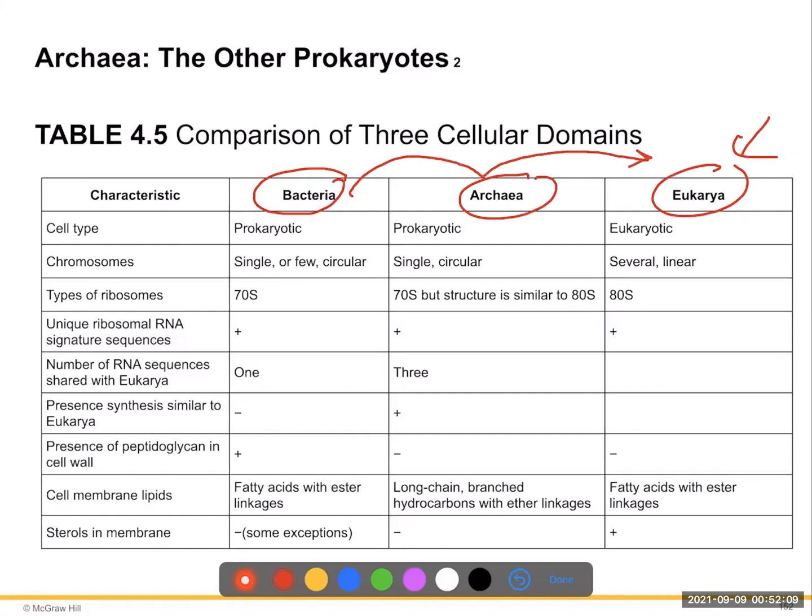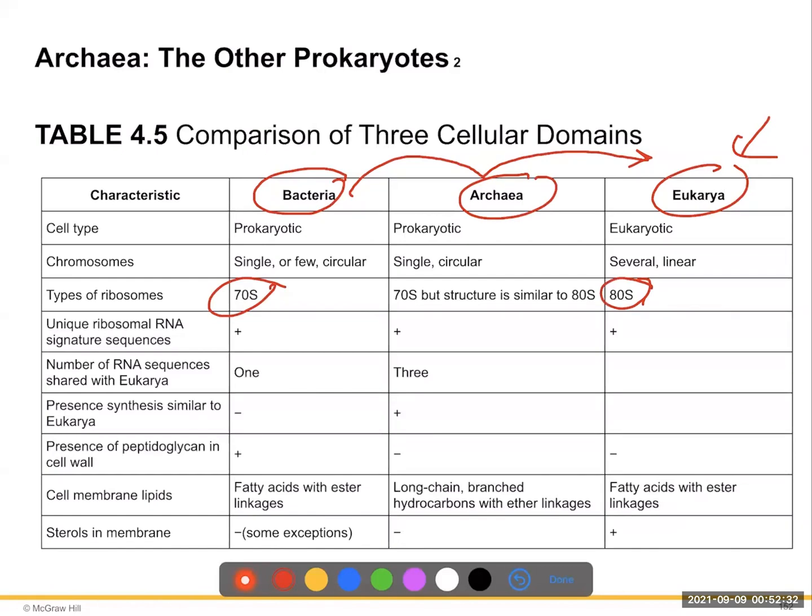Okay, but they don't have a nucleus, but they have a thin layer of cell membrane around the nucleus. They don't have a double membrane like eukaryotic cells. Chromosomes are similar to prokaryotes, bacteria. Okay, the type of ribosome is just like bacteria.